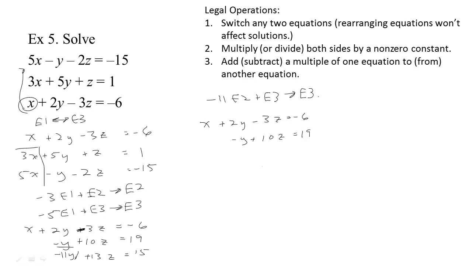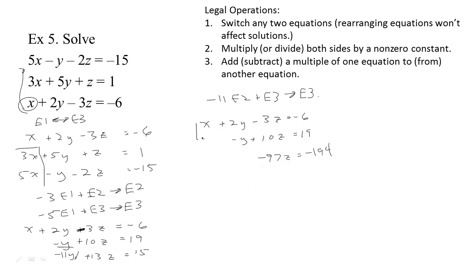So what we'll get, let's see, negative 11 times equation 2, negative 11 times negative y makes 11y, plus negative 11y, and the y's cancel. That's good. Negative 11 times 10z is negative 110z, but we add 13 to that, and we get negative 97z. And let's see, negative 11 times 19, what would that be? Negative 11 times 20 would be negative 220, but we're 11 short. So that would be negative 209. And then we take our negative 209 and we add 15 to it, and that makes negative 194.